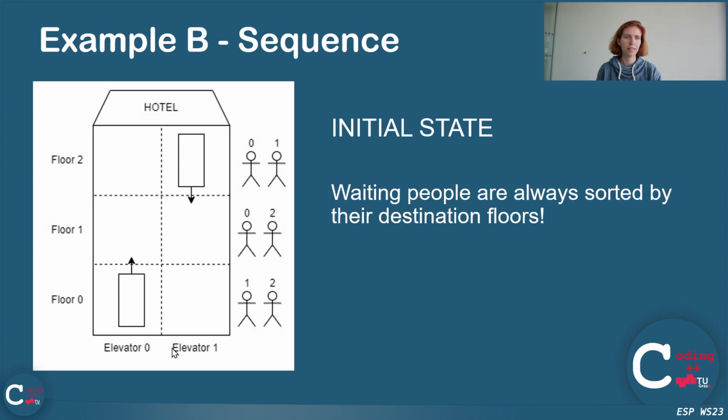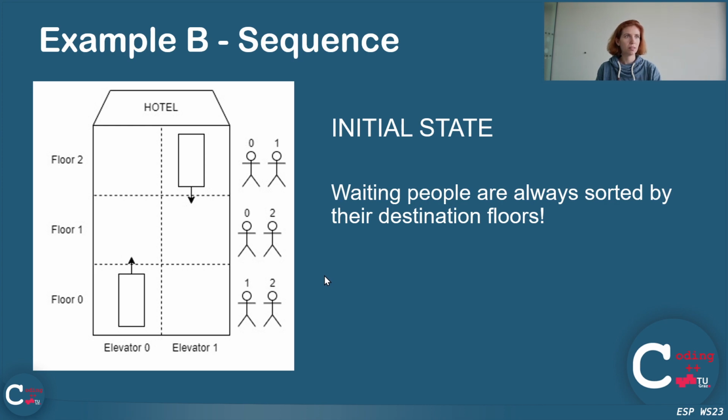As you can see, we've got the 2 elevators, elevator 0 and elevator 1, and we've got 2 people waiting on each floor. The number of people waiting on each floor is always the same for all floors. Also, the waiting people are sorted by the destination floors in the output. So in the user input, I can put the destination floors in any order, and you then need to sort them so that in the output they will appear sorted by the destination floors.